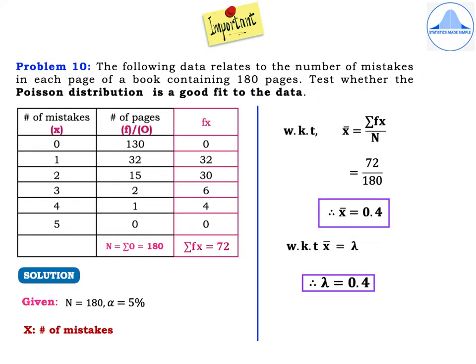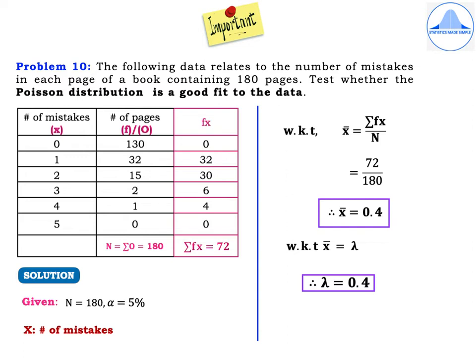Let us now solve the 10th and the last problem on chi-square test for goodness of fit. So problem 10. The following data relates to the number of mistakes in each page of a book containing 180 pages. Test whether the Poisson distribution is a good fit to the data. The problem is an important 10 marker.